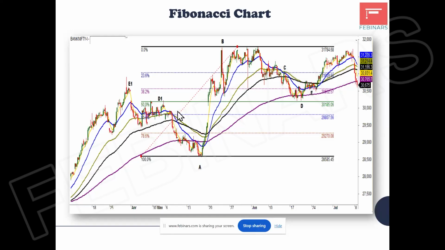See, I'm going to repeat it again. Those who are not understanding, please write in the chat box. I'm going to repeat it again. The starting point to draw the Fibonacci is from a start point, point A, and the point B.